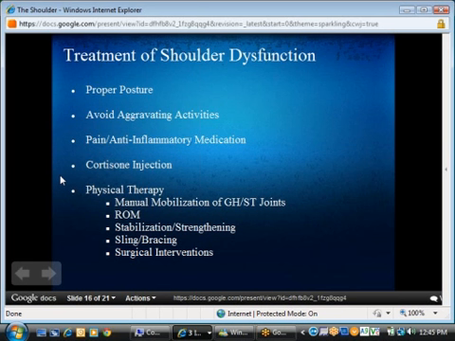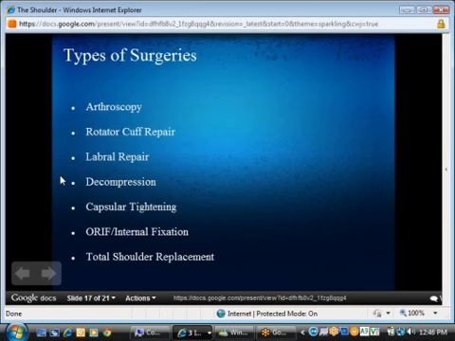So that's a key thing to keep in mind with any injury, not just the shoulder, but anytime we end up with an injury, keep RICE in mind.